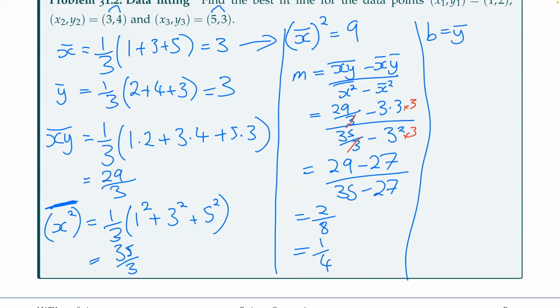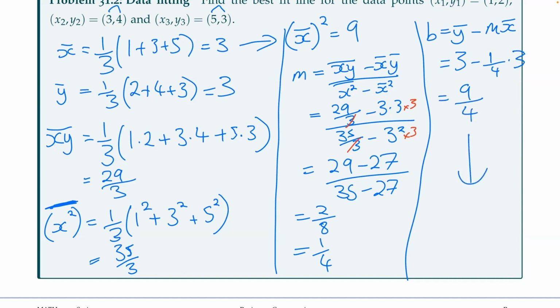Okay, how do we work out our intercept? Our intercept we work out by remembering that our line of best fit goes through our average values, okay? So we take b, our intercept, is equal to our average y value minus m, which we've just worked out, times our average x value. And this is just substituting things in. So our y bar was 3, our m is a quarter, and our x bar is 3. So this is 9 over 4.